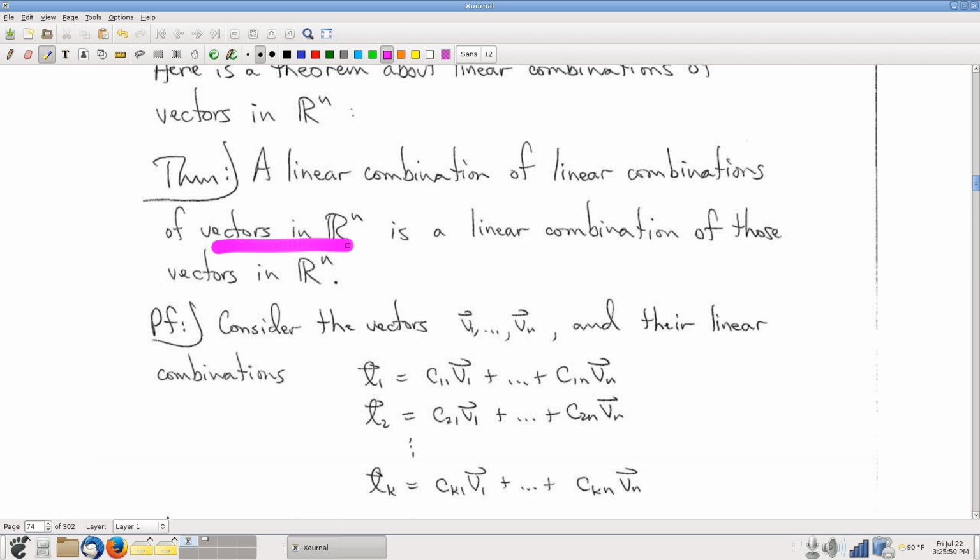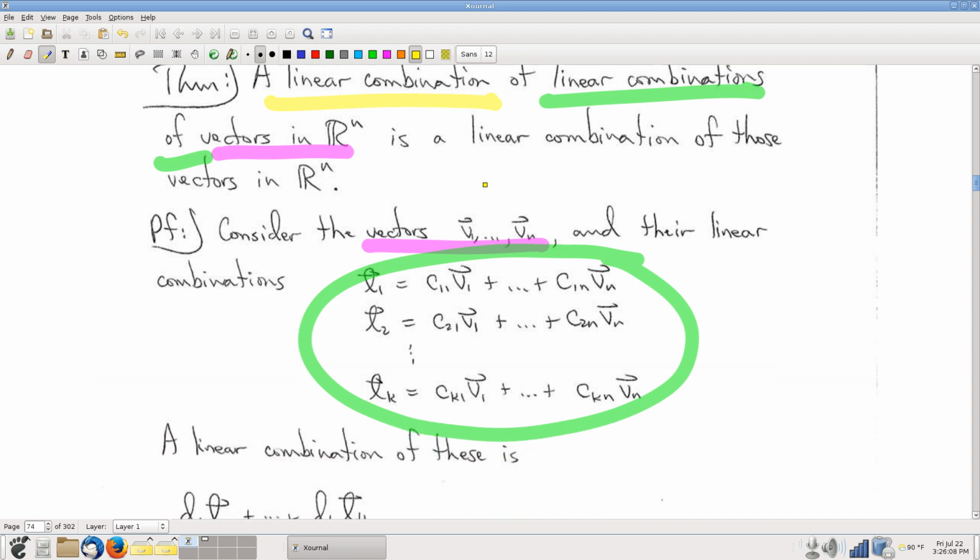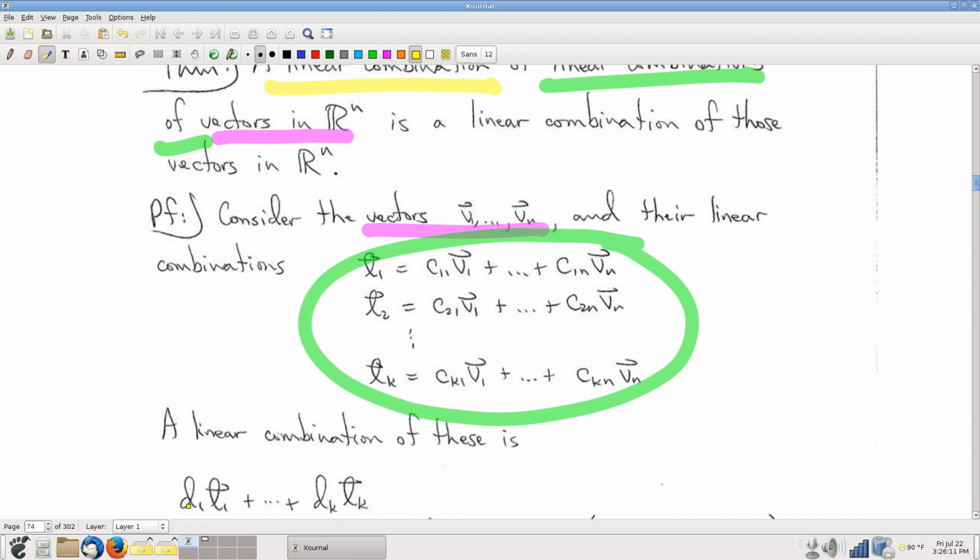Here are our vectors in Rn. And here you see we have some linear combinations of those vectors in Rn. And the theorem says that if I were to take a linear combination of those linear combinations, this result would be a linear combination of the original collection of vectors. So let's see if that's true.